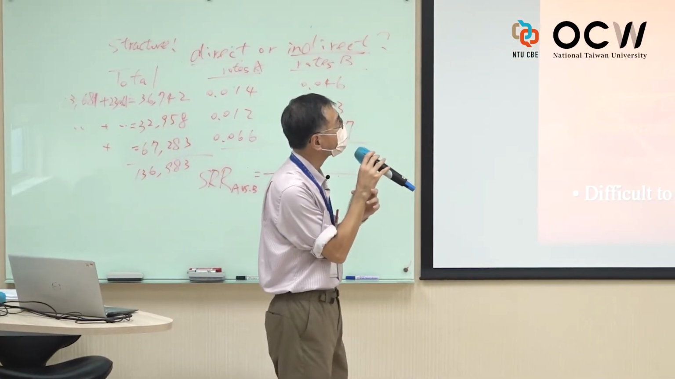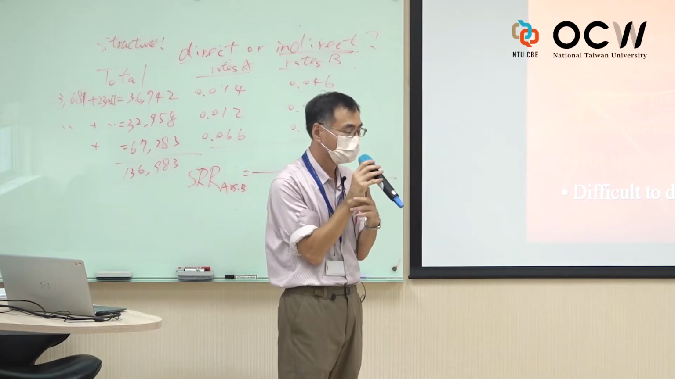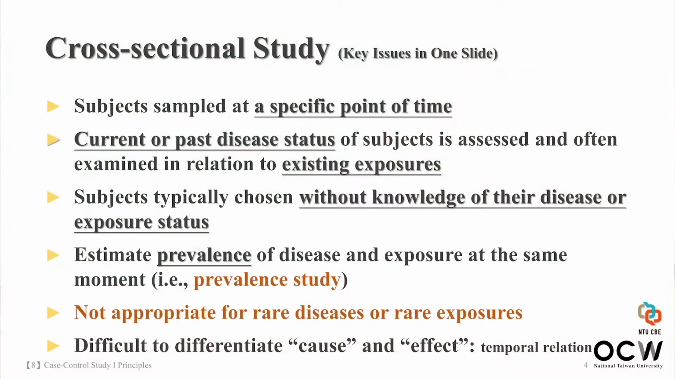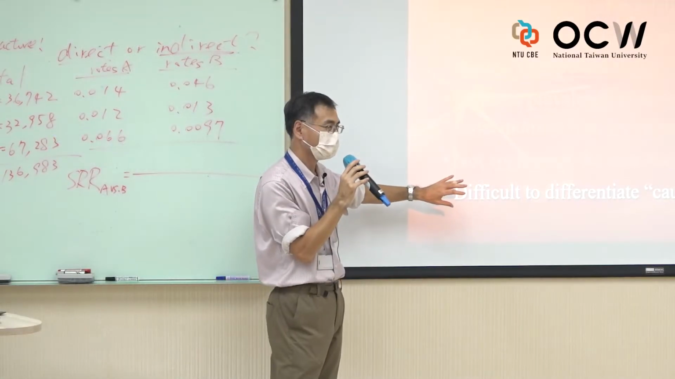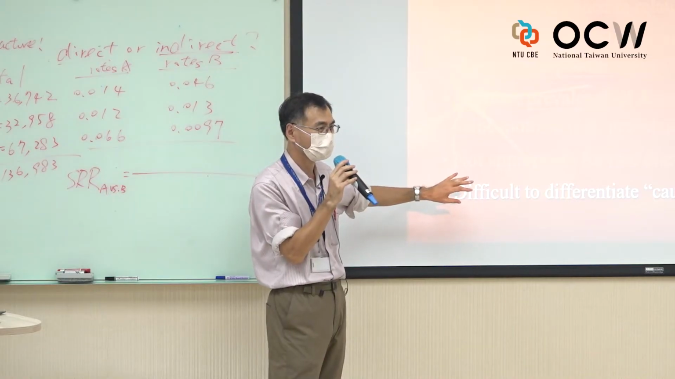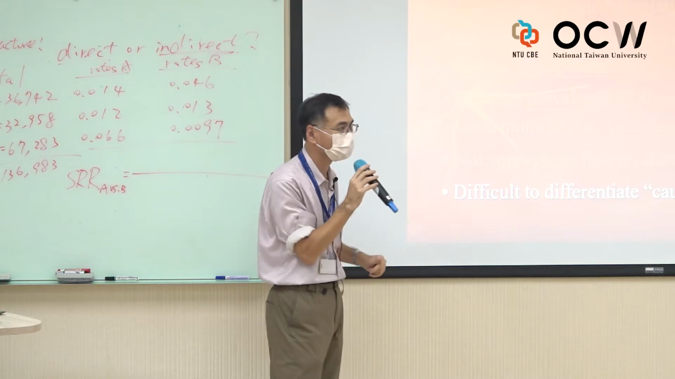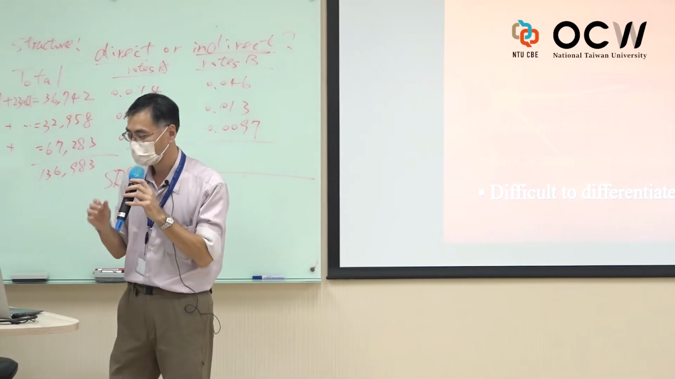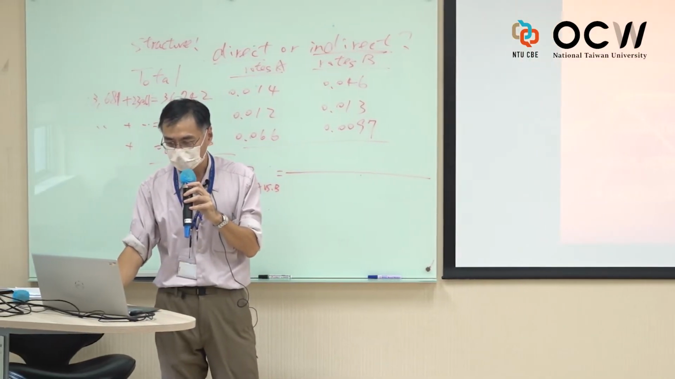Because we measure the exposure and outcome at the same moment, it's hard to satisfy the temporal relation, which is the only necessary one in judging a causal relationship, right? So it's difficult to differentiate cause and effect. So it's purely a study to identify association rather than causality, or a causal relationship. This is also a disadvantage of case control study. So they are pretty similar to each other, right?